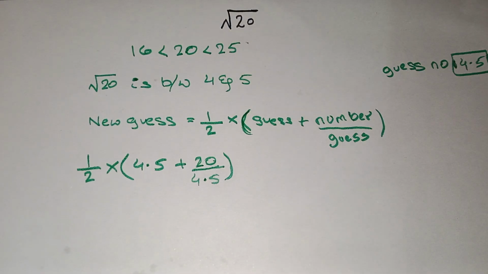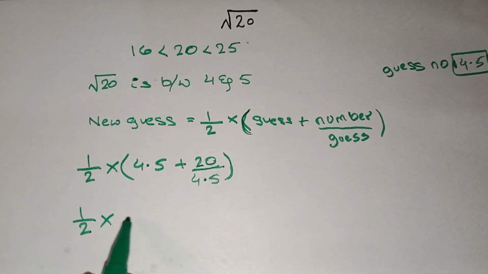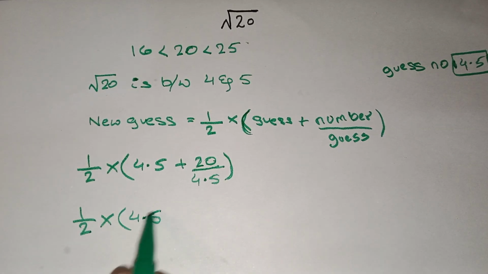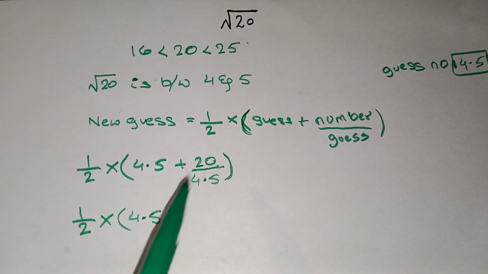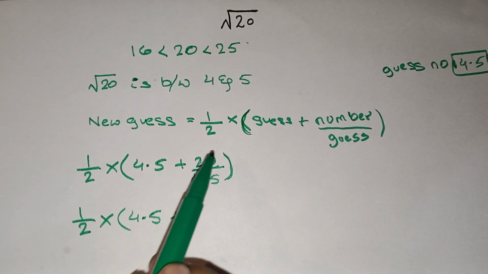Now I have placed the values in the formula, which is new guess equal to 1 upon 2 or half multiplied by bracket guess plus number over guess. Now we will simplify further. 1 upon 2 multiplied by 4.5 will be written as it is as usual, and plus 20 over 4.5 will give you 4. 4 5 is 20, but 4.5 is over here, so we will take 4 4 16.